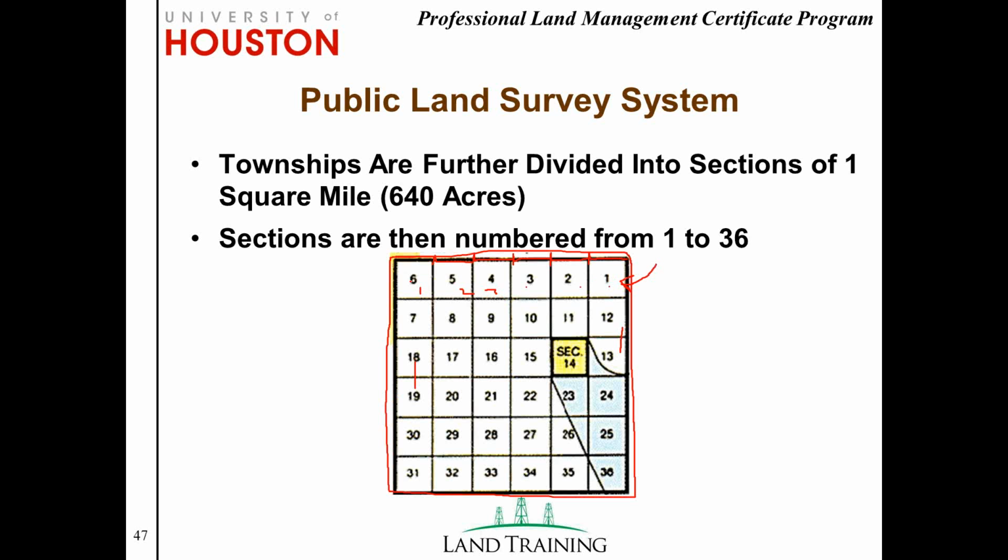Now, why would they put such a crazy system in place? Wouldn't it be more logical for them to have started at number 1 here, and then once they got to number 6, to start over here at number 7, 8, 9, 10, 11, 12, and then this would be 13, 14, right? Wouldn't that make more sense? So why didn't they do it that way? Why did they start on this end?